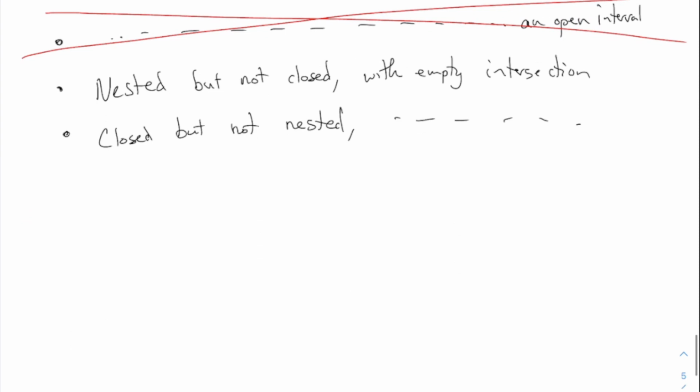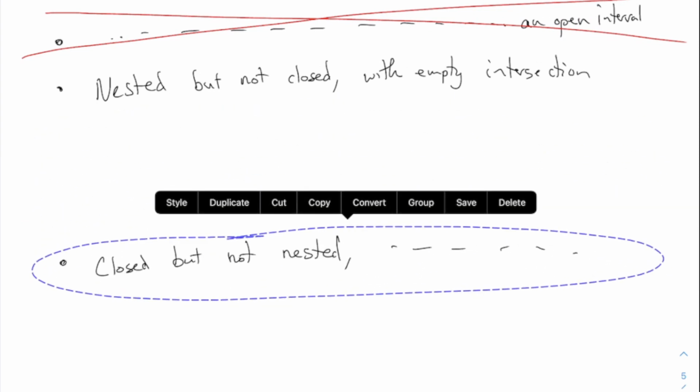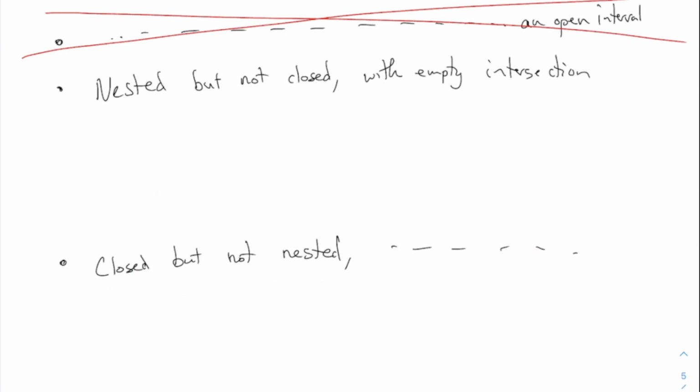How about this? Nested intervals, but they are not closed intervals, and they end up having an empty intersection. I gave a hint to somebody: you could just play around with some of the other examples we've talked about, but see what happens if you make them open intervals rather than closed intervals. Can you get anywhere with that? Anybody come up with an example for this?